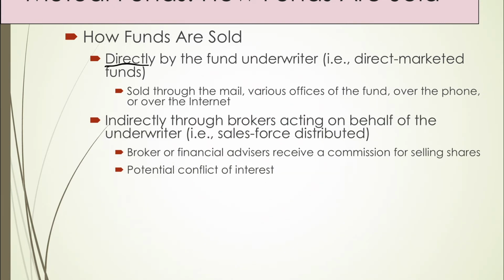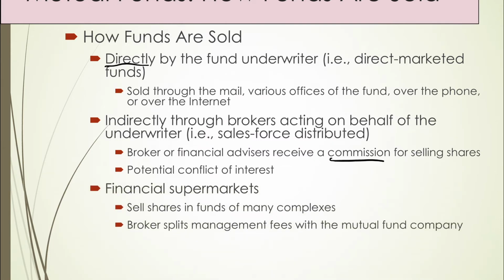Whereas we also have indirect distribution, which is through brokers acting on behalf of the underwriter. So a sales force distribution would be an example. About half of mutual funds are distributed through sales forces. So with this indirect distribution, brokers or financial advisors receive a commission for selling shares, and as a result, this could present a potential conflict of interest. So these brokers would be selling a particular fund primarily for the commission that they would receive for doing so in this indirect distribution.